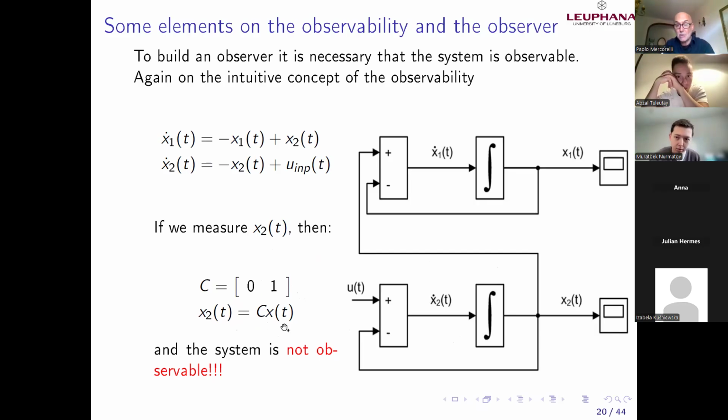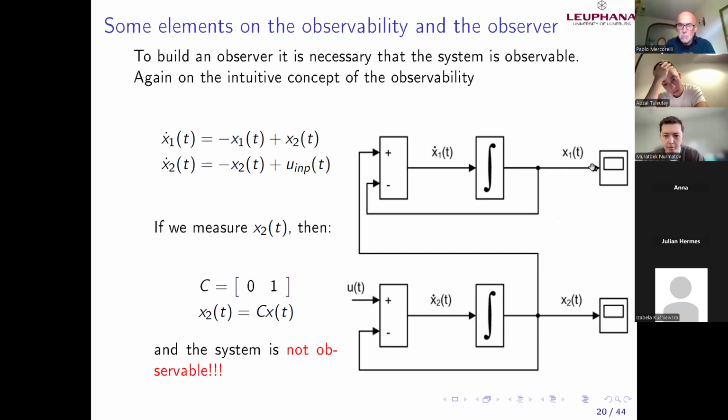X is the vector which consists of x1 and x2. Measuring x2, the system is not observable. The reason is, in the second equation, x1 is not represented. We can see here, graphically, I don't have connections. The connection is this line, no? I don't have a connection between, let me say, x1 and x2.